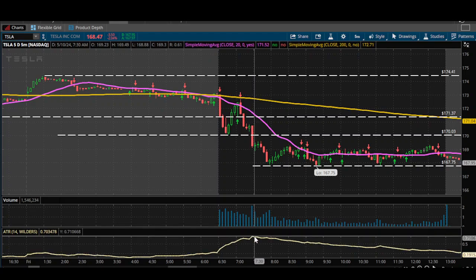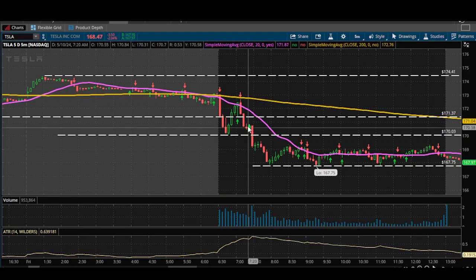ATR is sitting at around 71, 75 cents at this particular time. So automatically, I'm thinking if Tesla starts to push up 70 cents, 80 cents, $1 from my entry, I'm going to start to take those profits. Being that I'm buying puts, which means that I'm shorting the stock, I'm looking for the stock to move down 70 cents, 75 cents, $1, right?